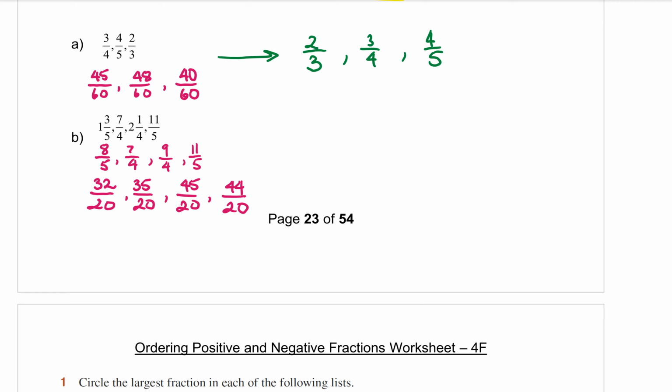But remember, like in part A, I need to use the original fractions to write the answer down. So I'm going to change to green again for my answer. The smallest one, the 32 over 20, that was 1 3/5. The second largest was the 35 over 20, which was 7 over 4. The next largest was the 44 over 20, which is 11 over 5. And the largest one, the 45 over 20, is 2 1/4.